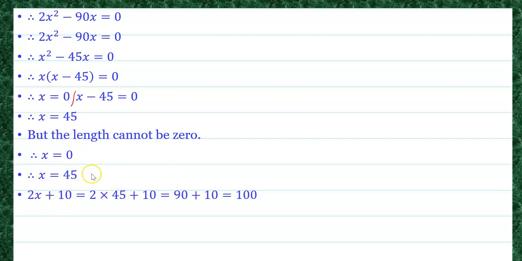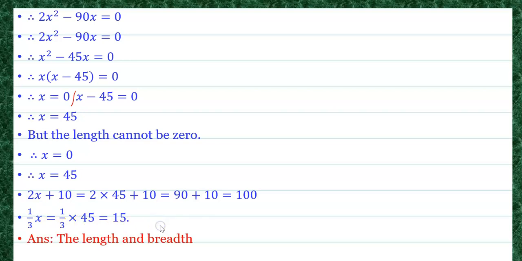What is the length? Twice the breadth plus 10, that is 2x plus 10, 2 into 45 plus 10, that is 2 into 45, that is 90 plus 10, then you will get here 100. And what about the side of the pond? That is 1 by 3x, 1 upon 3 into 45, then you will get 15.